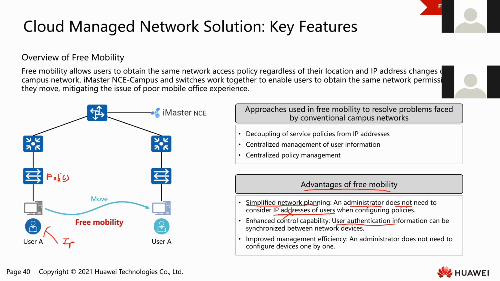Basically, the user authentication information can be synchronized between network devices. So the authentication information will be synchronized throughout the network. Whenever the user connects from here to here, it will automatically synchronize the authentication information, and then allow this user to connect to the external network. And lastly, the advantage of free mobility is that it improves management efficiency.